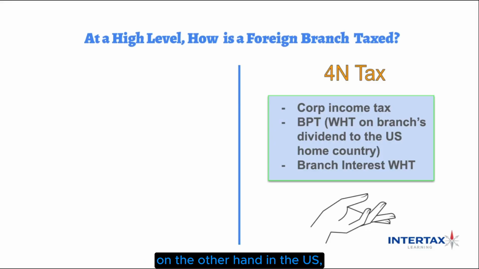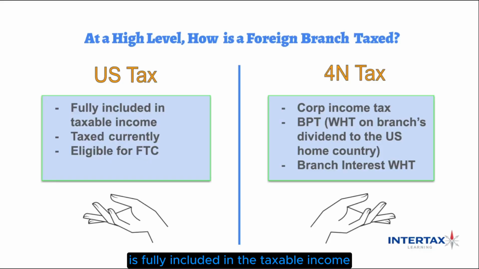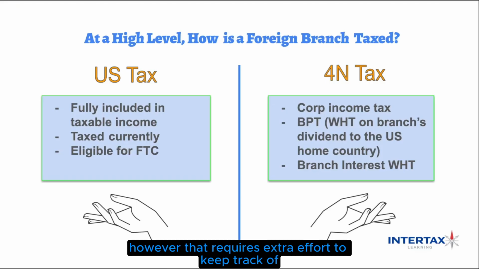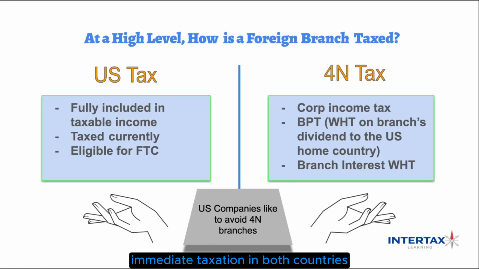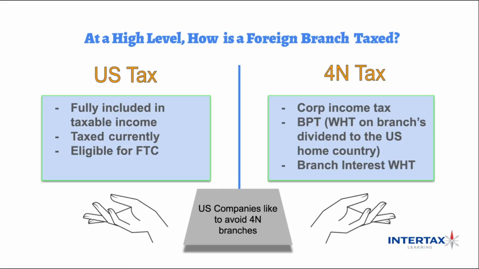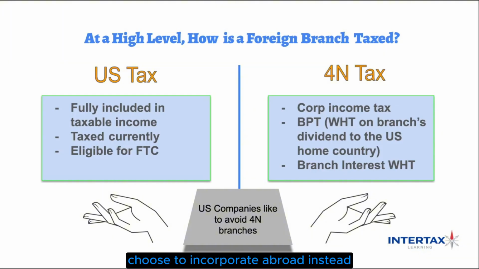On the other hand, in the U.S., the branch's net income is fully included in the taxable income and is taxed currently. The foreign income tax paid can be used as a foreign tax credit to offset U.S. tax liability. However, that requires extra effort to keep track of. You can see why many U.S. companies try to avoid foreign branches, because branches create immediate taxation in both countries, and there's no liability shield. And this is why many companies choose to incorporate abroad instead.